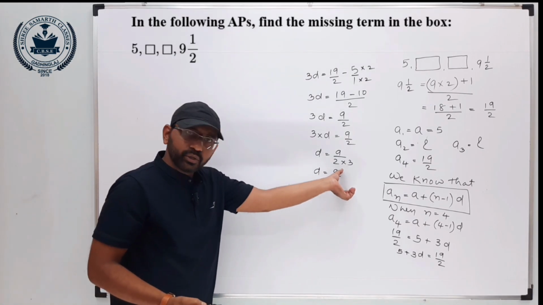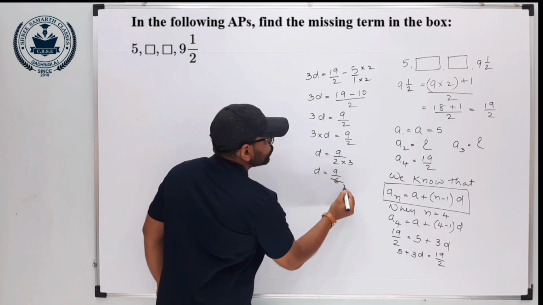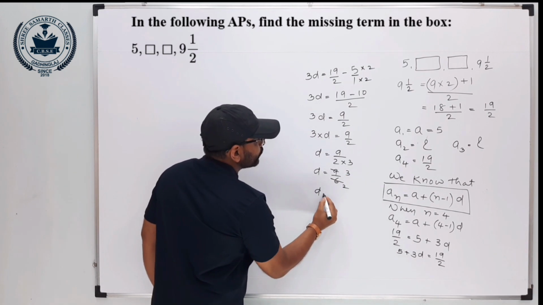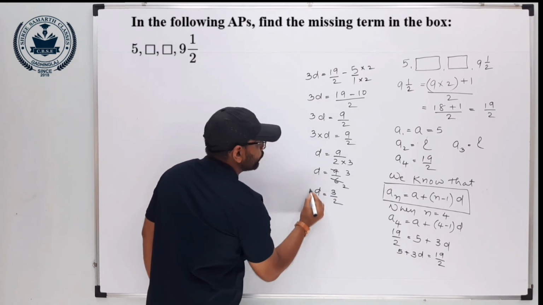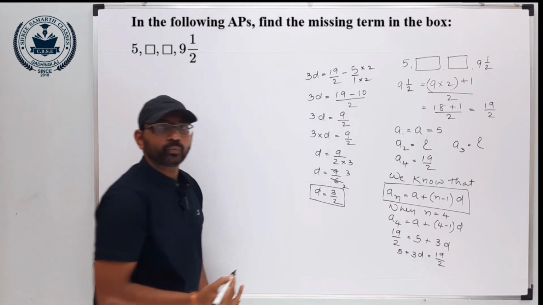Now can I reduce it to the simplest form? Do we have any common factor? Yes. 3 twos are 6 and 3 threes are 9. So what is the value of d? d is considered to be 3 upon 2. So we got the value of d as 3 upon 2.